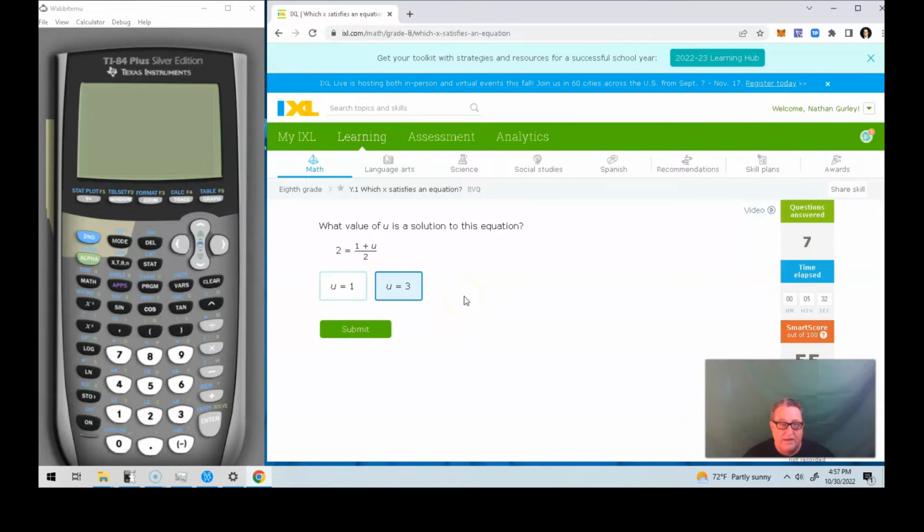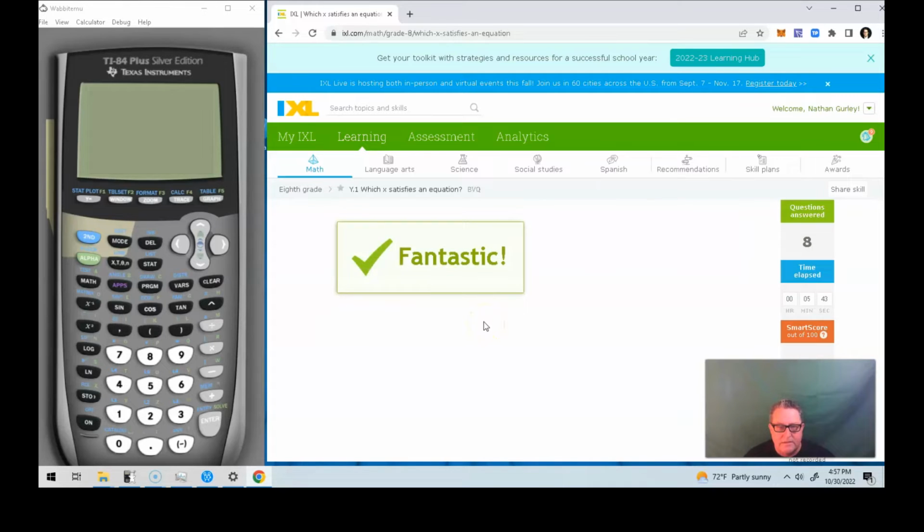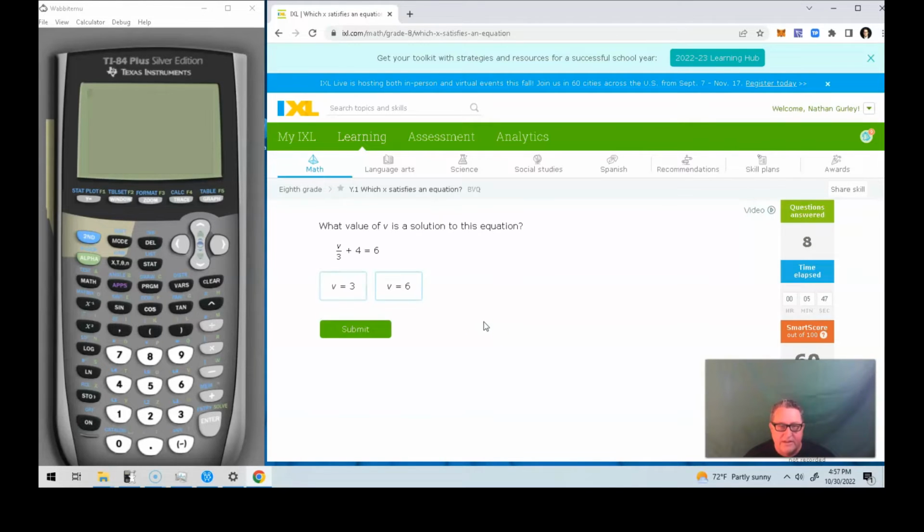Or we could say to get to 2, this top number would have to be 4, because 4 divided by 2 is 2. So 1 plus 3 is 4. 4 divided by 2 is 2. Boom, 3 is good. Fantastic. Thanks, IXL.